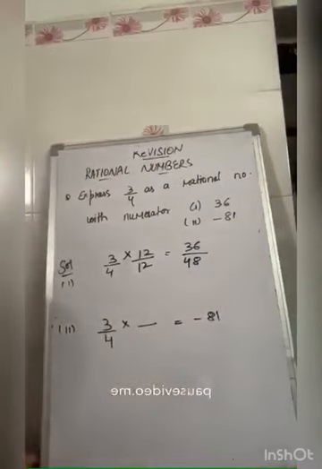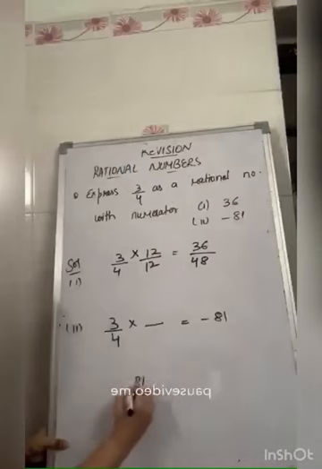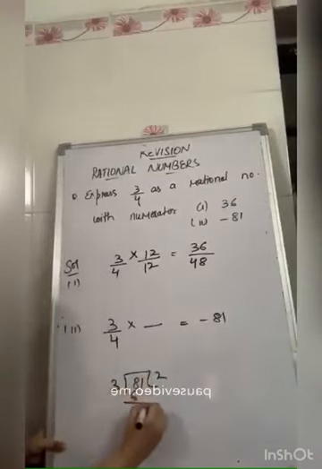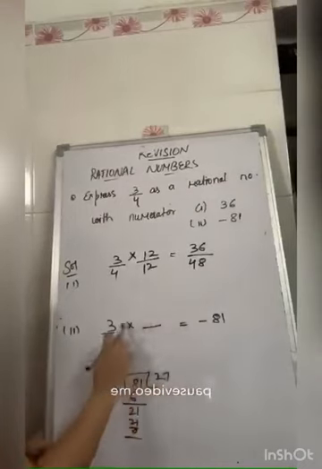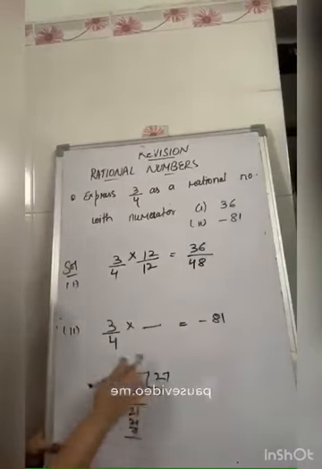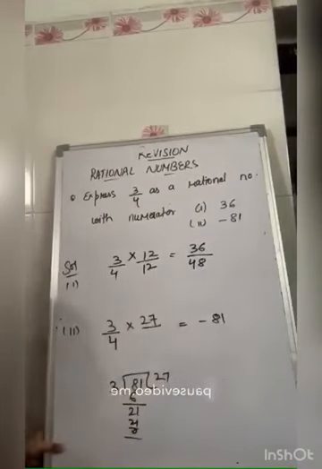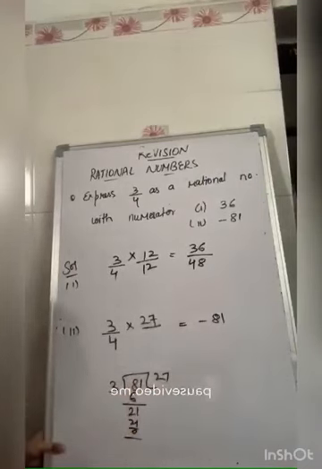For this we can divide 81 by 3. What we get? 3 2s are 6, 3 7s are 21. It means when we divide 81 by 3 we get 27. It means when we multiply 3 with 27 we get 81. But we want minus 81. So it means we will multiply 3 with minus 27 in order to get minus 81 in the numerator.